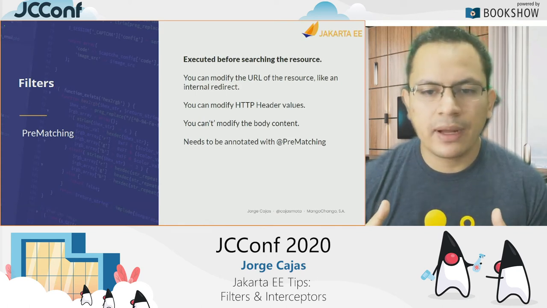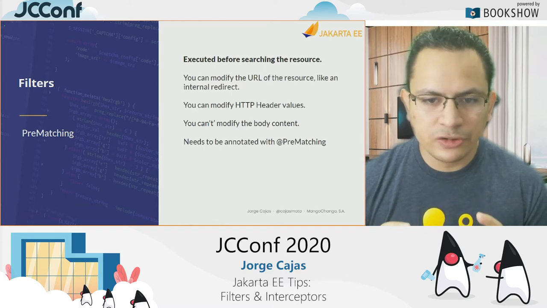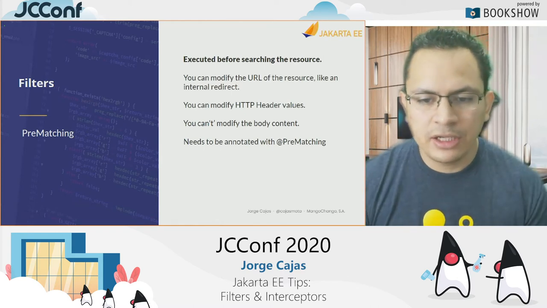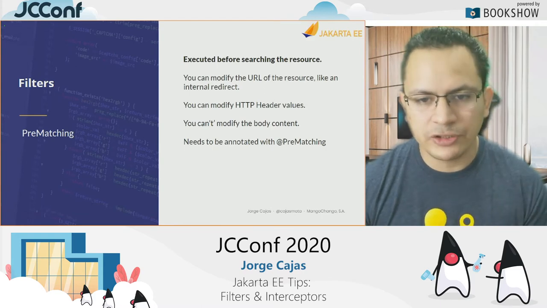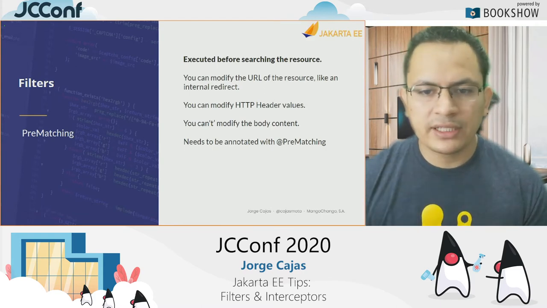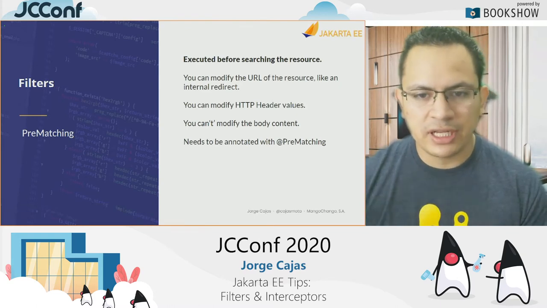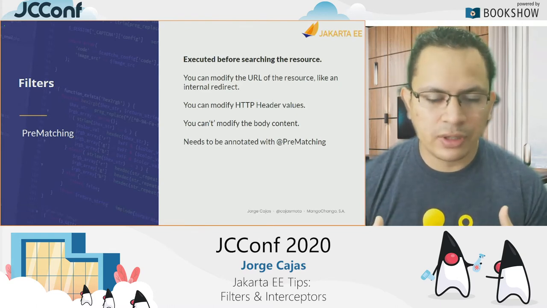You can use these kinds of filters, for example, for an internal redirect. Imagine that you have a new API version, but you need to support all versions of the API. So you can use this kind of filter to redirect the old URL, for example, v1/users to v2/users, and the client doesn't notice that there is a new version.